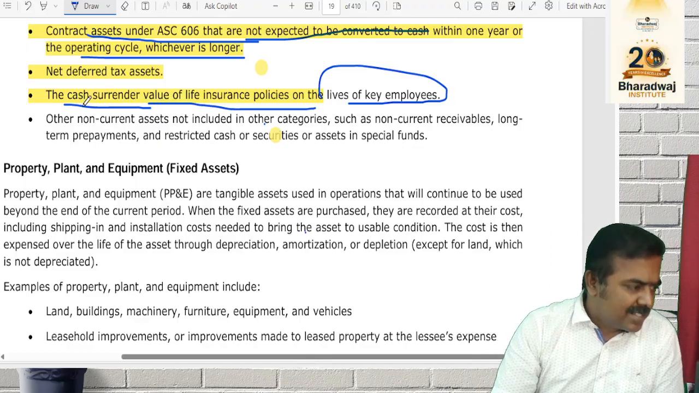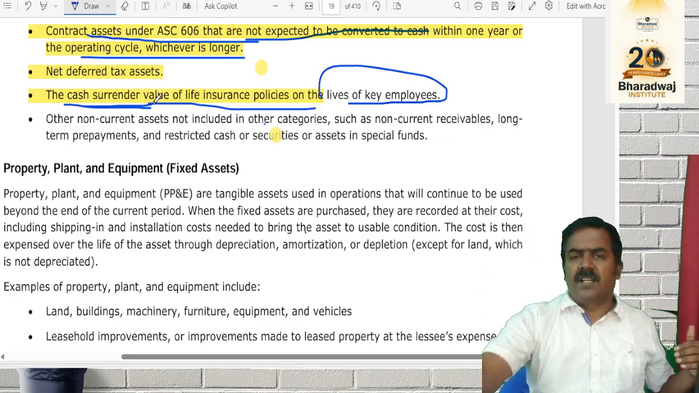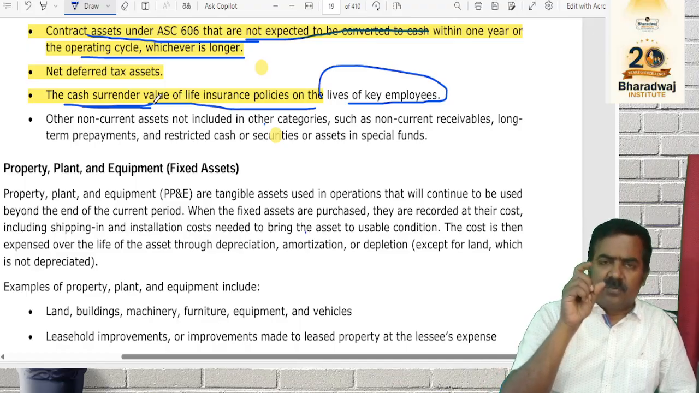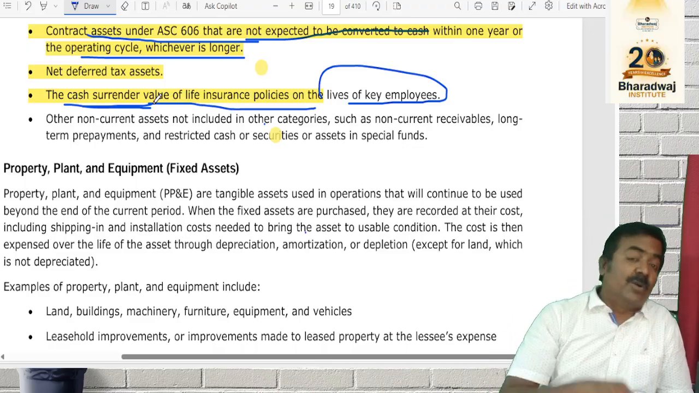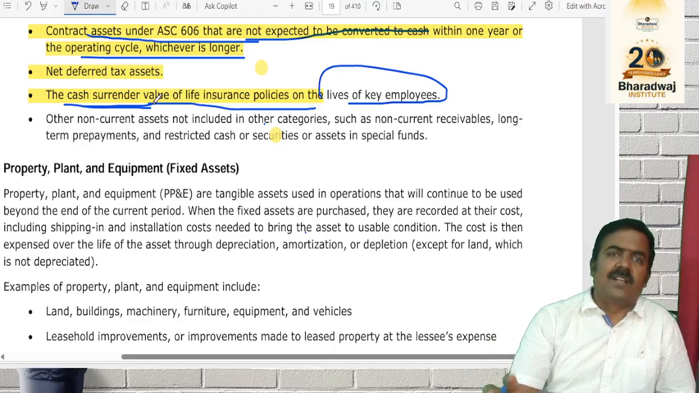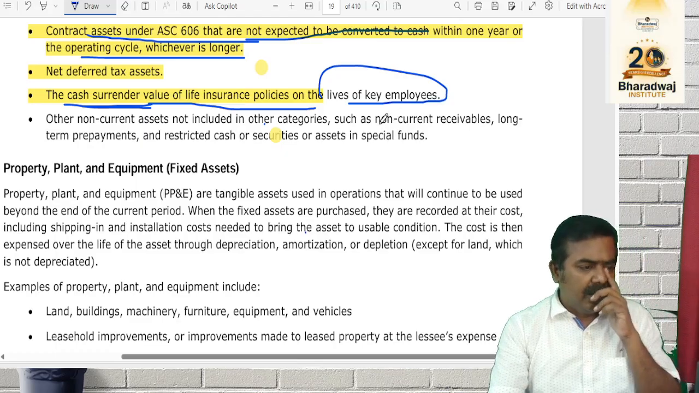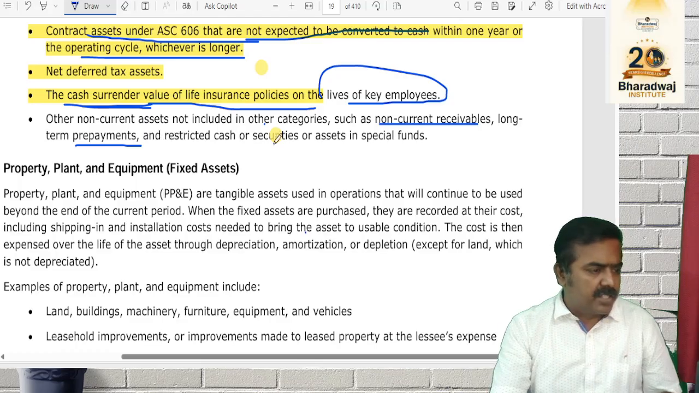But what do you mean by surrender value? Insurance policy is taken for 20 years. You want to surrender in 5 years and get the money. That 5 years, what is the value you will get? That is called as which value? Surrender value. Are you going to surrender? No. So that is not called as current asset. That is called as what? Non-current asset.